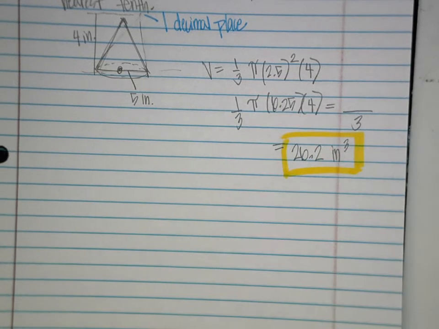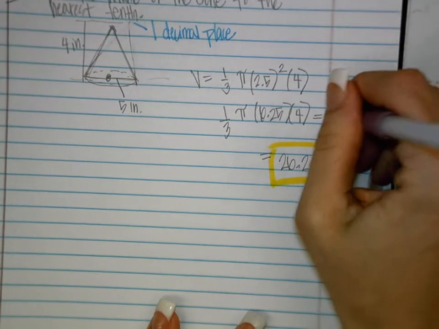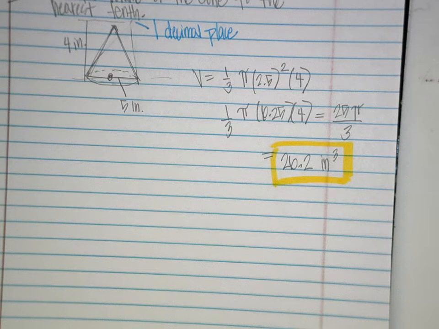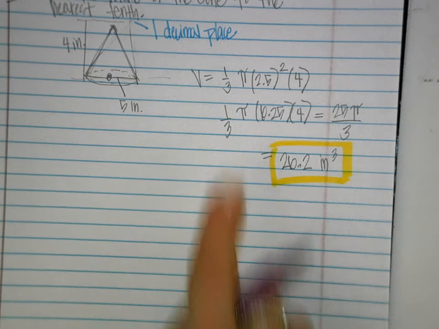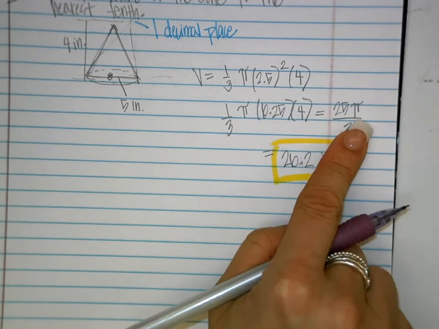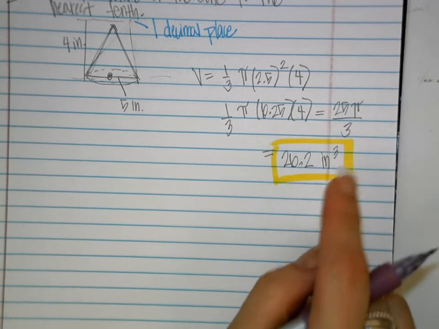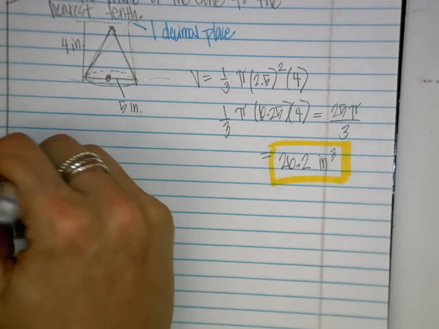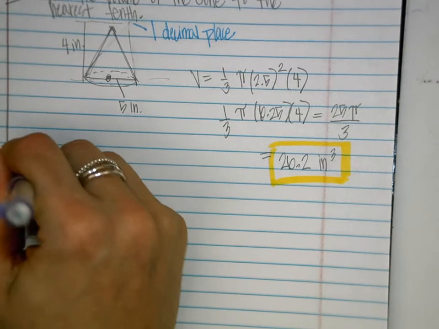6.25 is 2.5 squared. Got it? Did you multiply by...? No, you divided by 3. Right, I divided by 3. I thought you would multiply. And then you multiplied by 1. So multiply 1 times pi times 6.25 times 4 will give you 25 pi, and then divide by 3. It would be the same thing. Yes, 25 pi.